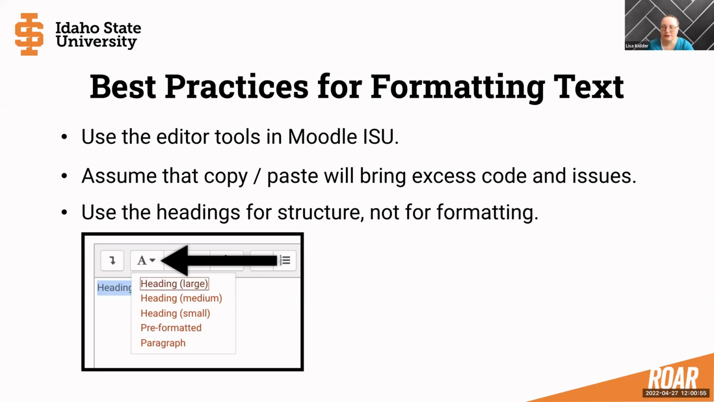Use the headings for structure, not for formatting. So the A with the drop-down menu is a way to put headings, like an outline for your course or your page or whatever it is that you're working on. They shouldn't be used for emphasis. They should be used for structure.